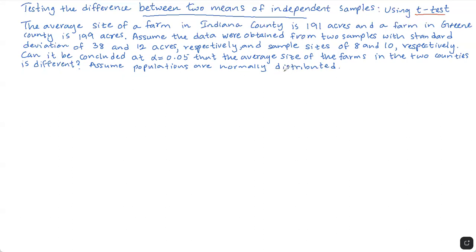So let's look at all the information here. The populations are normally distributed, and as you can see here, the sample sizes are very small and there is no information about the population standard deviations, right? That's why we are going to use t-test. Here we know sample standard deviation, so that's the only option we have here.